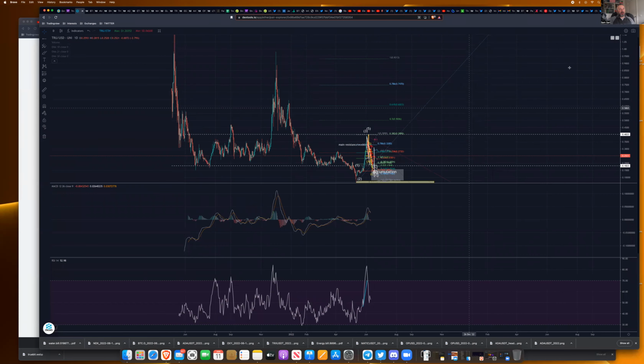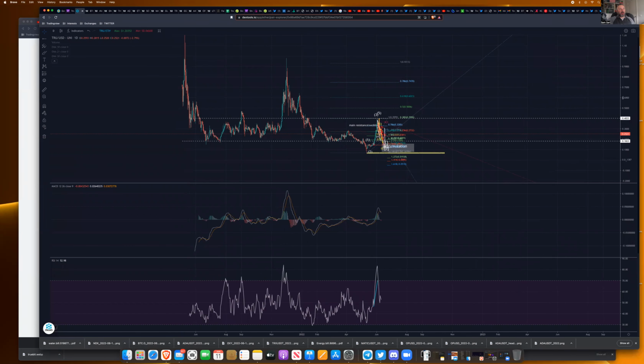And what we can see here is we've got Truebit, which I'm advocating to go along with. As you can see, we had a few times in the past where we had good performance. I actually got in here. This is when I first found out about Truebit, and I saw this as accumulation. And I'll just go through a bit of background.